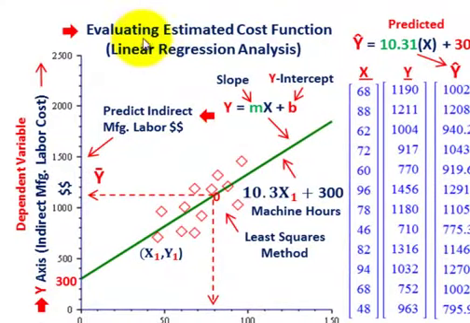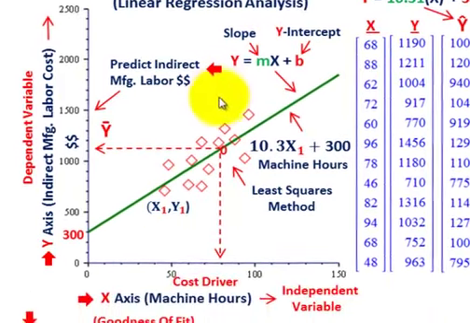What we're going to be going over here is evaluating an estimated cost function. We've used linear regression analysis to estimate this cost function. So this is what we're talking about, and we'll start out with an XY coordinate plot. I've got 12 different data points shown by those little red squares, and each one of those data points has an XY coordinate.